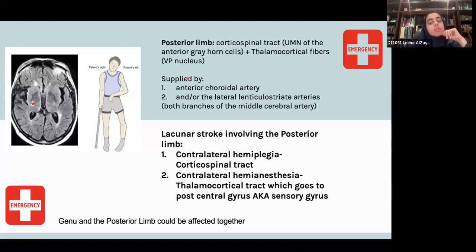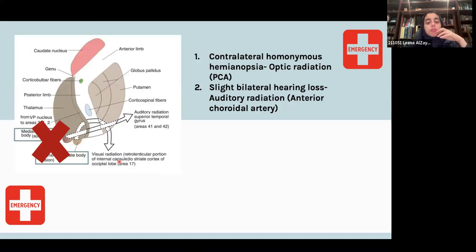And because they have similar supply, you can have a case where the genu and the posterior limb are affected together because they have the similar supply. But you're just going to have to see the symptoms in order to conclude what type of occlusion or stroke that you have. Okay? I know this was kind of confusing.